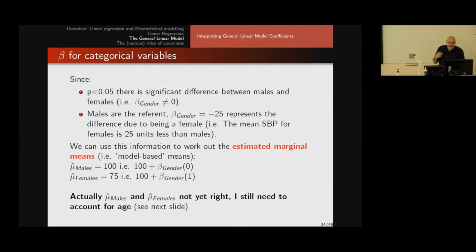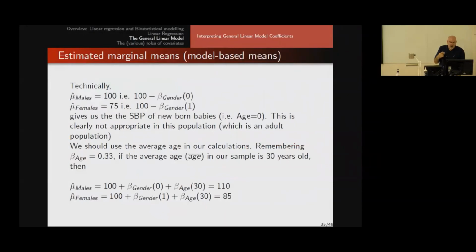So what I'm going to do is I'm going to take an additional step. Okay? I'm going to plug the average age of people into the model. Okay, now I've calculated it, and I get an average age of 30 years old in our sample. Okay, now remembering that our slope for age was 0.33, I can now work out the estimated marginal means for males and females. Plugging it in, we've got 100 plus 0.333 times 30. A third of 30 is 10, in other words. So we've got 110 plus 0.